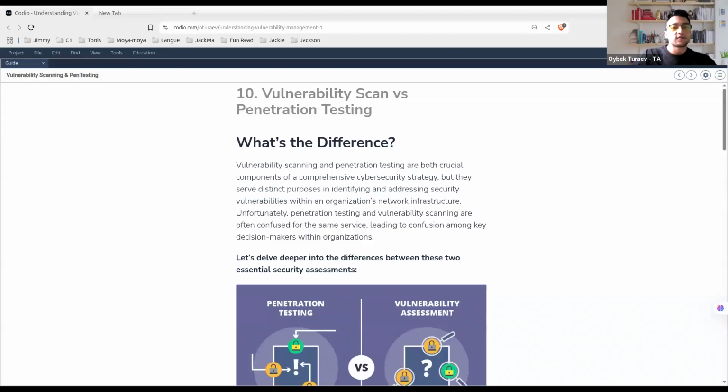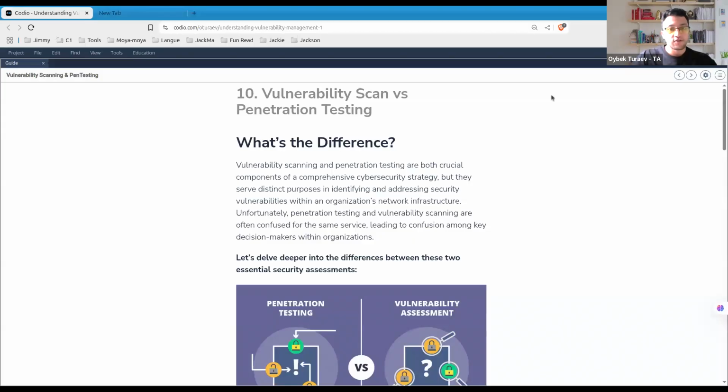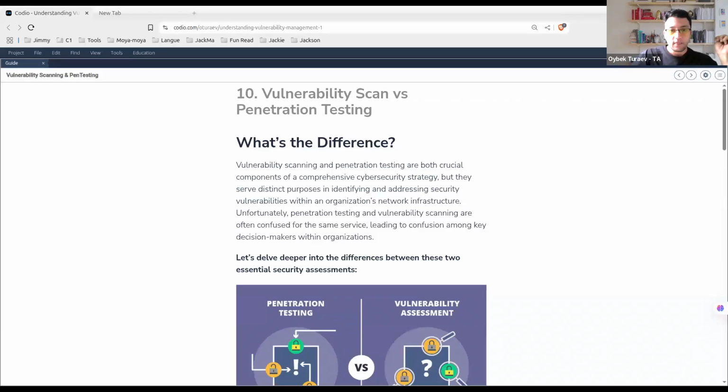Vulnerability scan versus penetration testing. Yes, in this thread. What do you think? Vulnerability scan versus pen testing. They could be different or they are the same. Okay, only thing is same. Okay, you could be right. Peter Bonig says penetration is more hands-on.